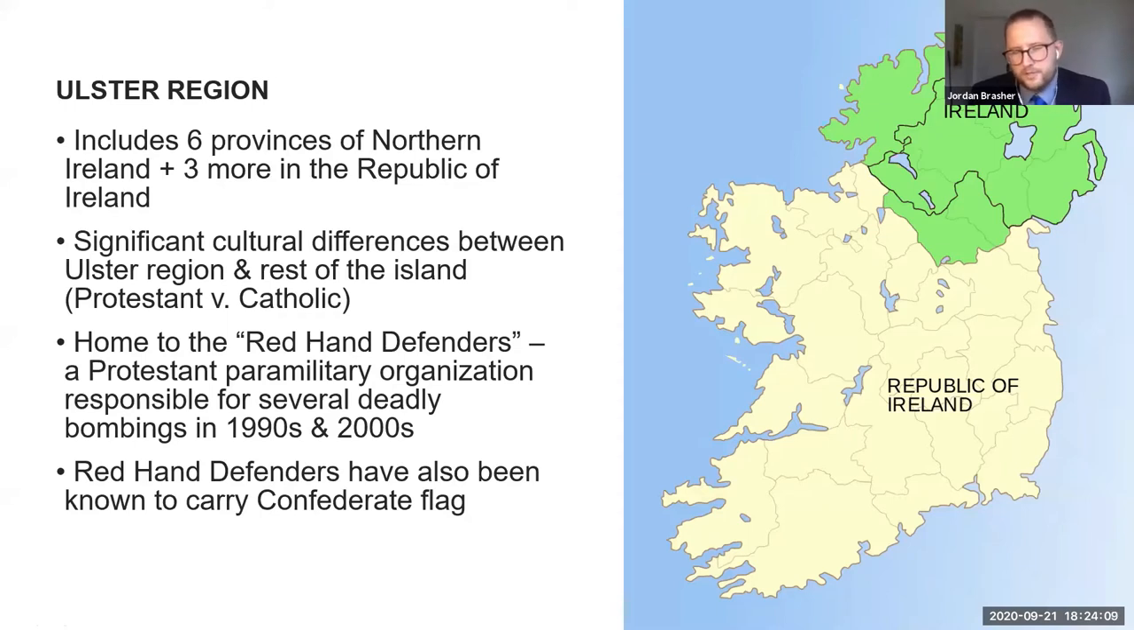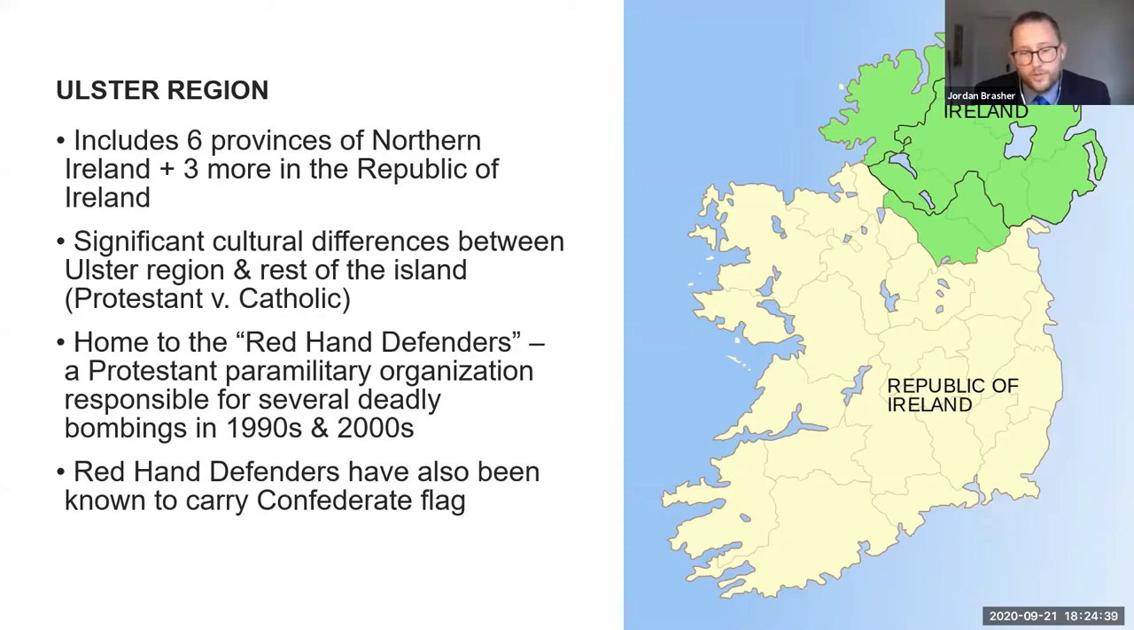The Ulster region is primarily Protestant in the first place, while the rest of the island is mostly Catholic, at least historically. That's changing somewhat with the increasing secularization of Western Europe. The region is also home to the Red Hand Defenders, a Protestant paramilitary organization responsible for several deadly bombings widely condemned as domestic terrorist attacks in the late 1990s and early 2000s.